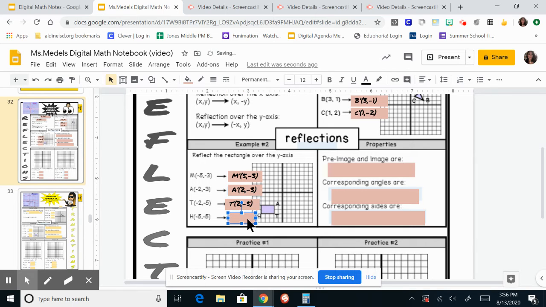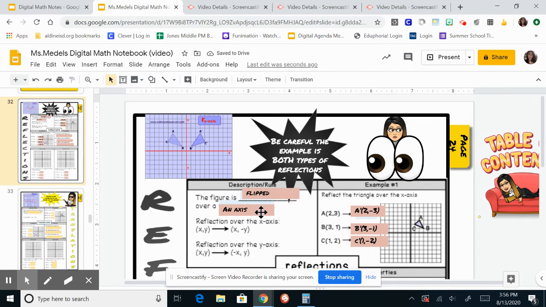Okay. And then finally, my H prime. I'm reflecting over the y-axis, so my x's are changing. Instead of the negative 5, I'm going to have positive 5, and then my y is going to stay the same. So there is my new coordinates. I didn't make anything bigger or smaller, and even if we look at my example here, I didn't change the size or the shape. I just flipped it.